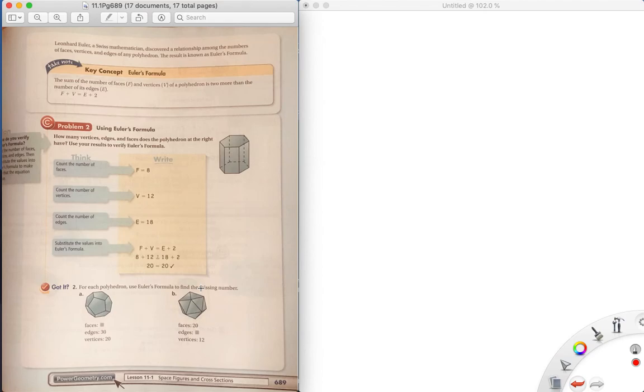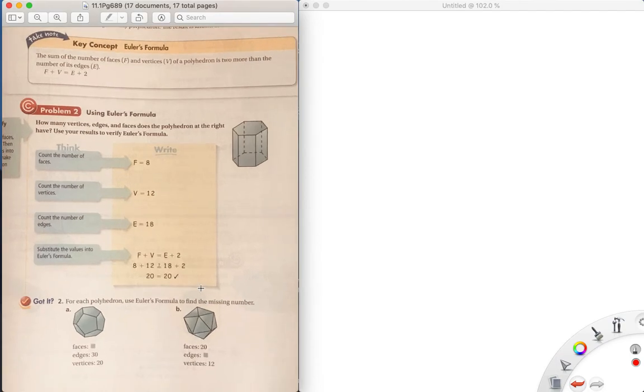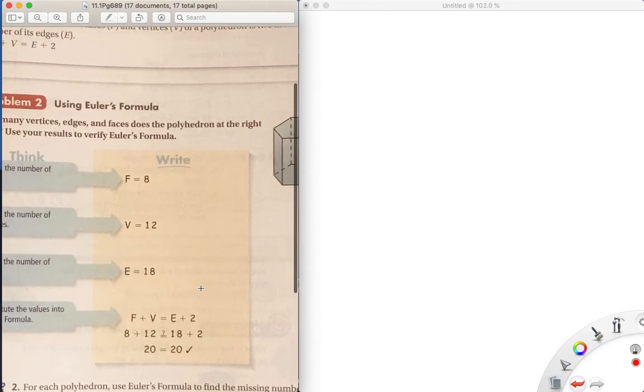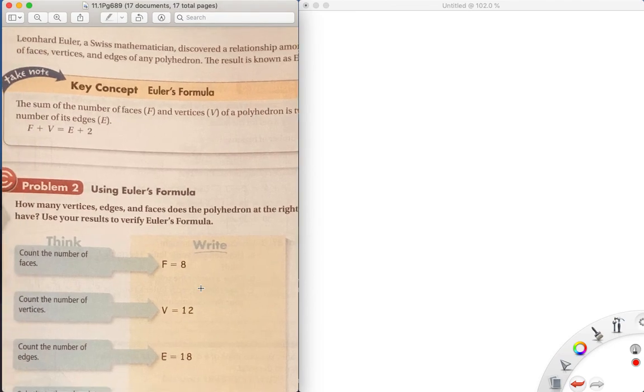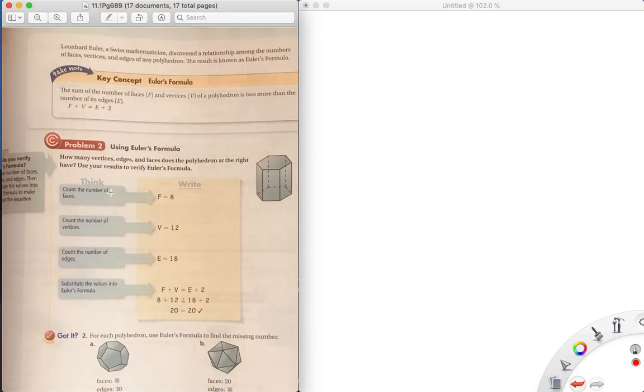And there's an equation that we can get called Euler's formula, and it says that the sum of the faces and the vertices is equal to the edges plus 2. So here we have F for the faces, V for the vertices, and that is equal to the edges plus 2. So faces plus vertices equals the edges plus 2. So if they give you 2 or more of each, you can find one or the other. So it's actually a pretty neat formula to use.